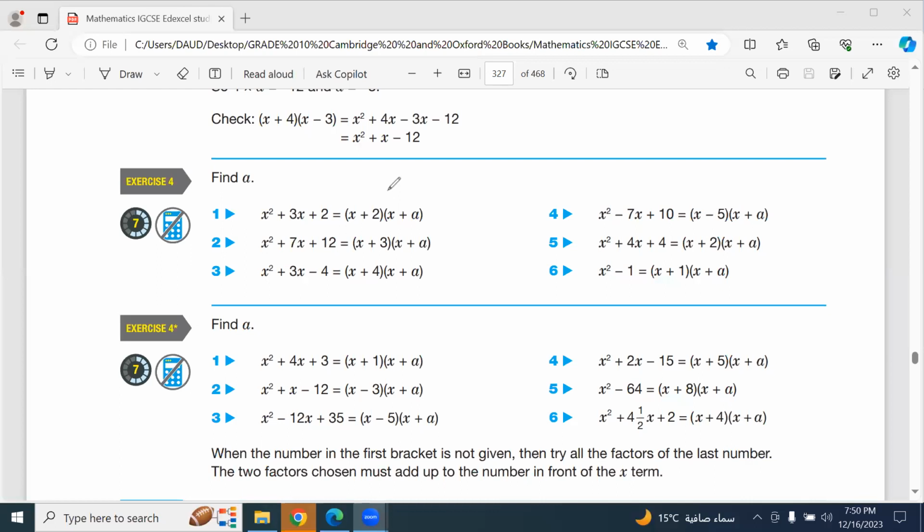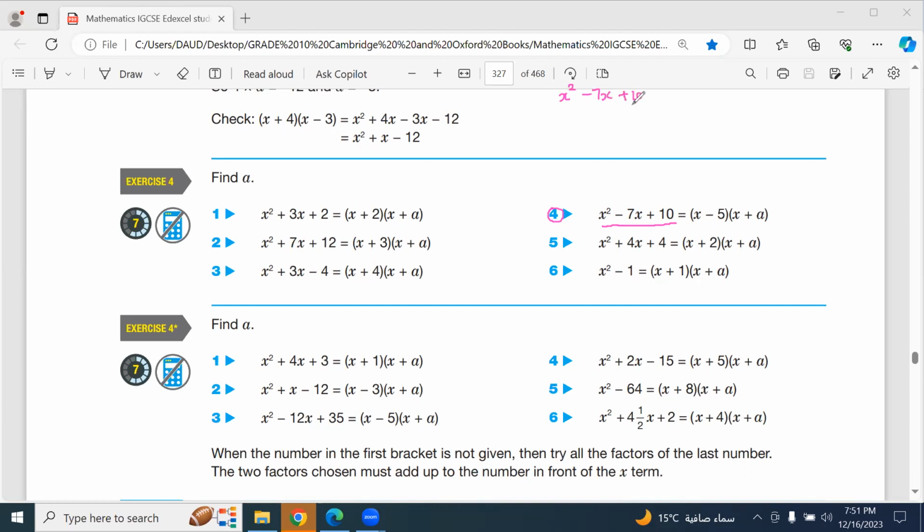We try one more question related to finding a by using the factorization concept. We try to do one negative case, which is question number 4. I will try to simplify the left hand side first. The left hand side is x squared minus 7x plus 10.